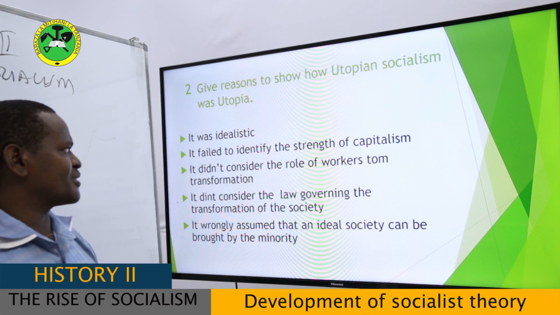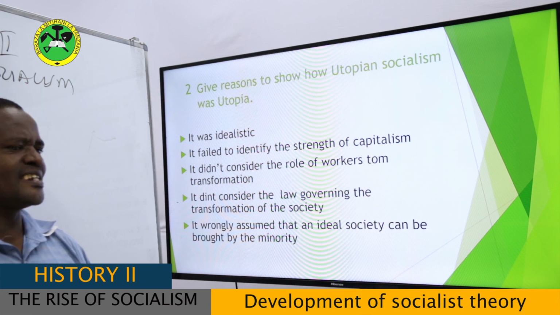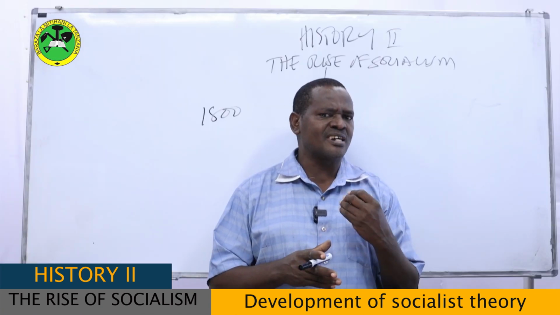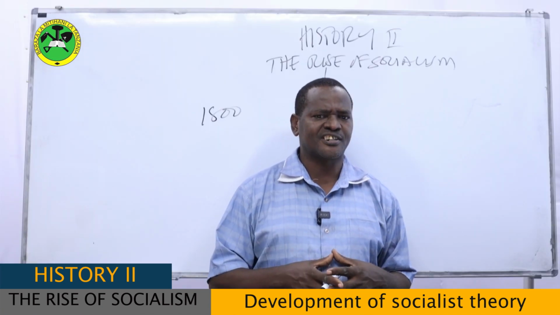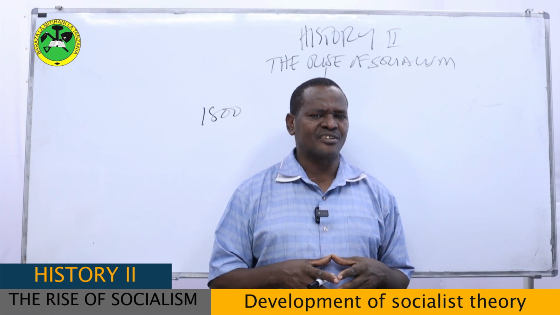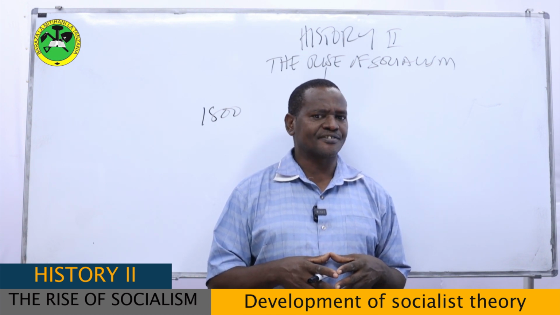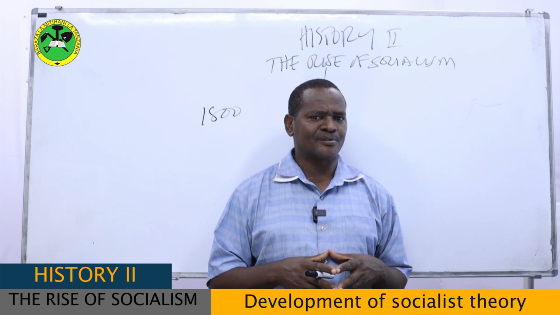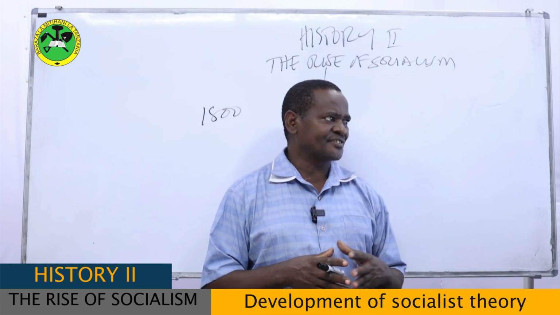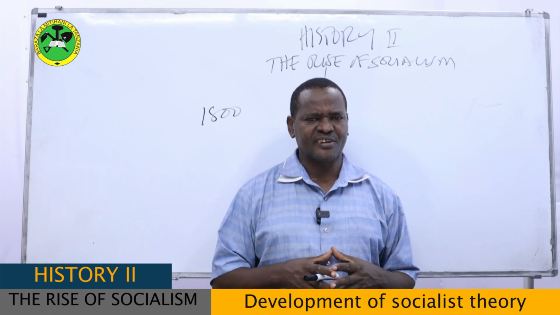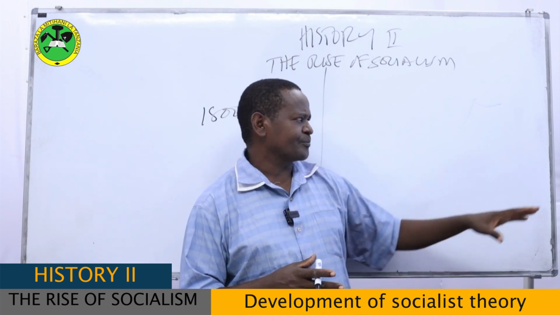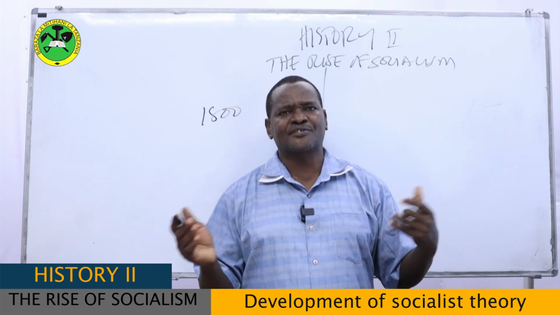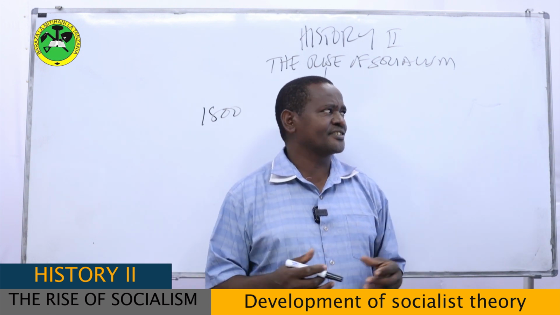The second is it failed to identify the strength of capitalism. They didn't really know the strength of capitalism. They believed that capitalism can just be abolished through negotiations, through reasoning. That was very wrong, because the capitalists will never agree to give up their properties, to give up their wealth to the poor people just easily. That is why scientific socialism believed differently, that force must be used. So that is another thing which shows how utopian socialism was utopia.